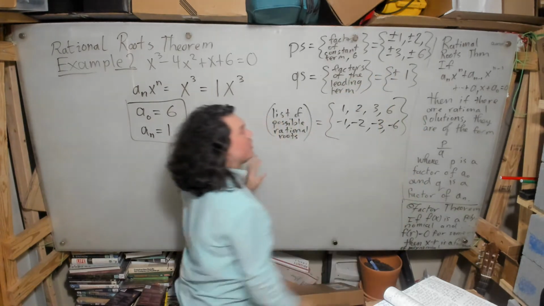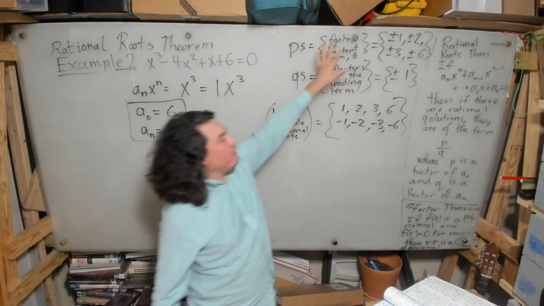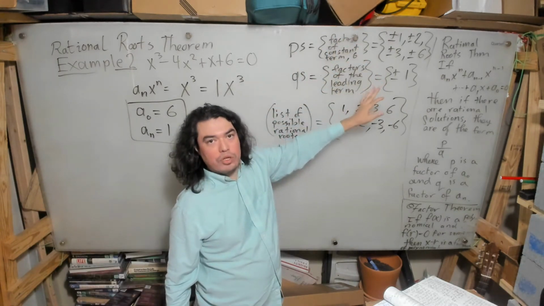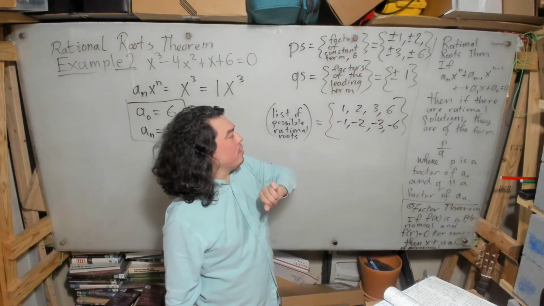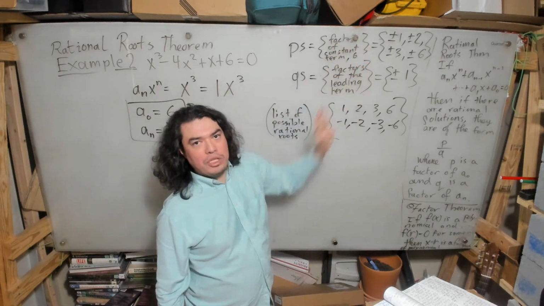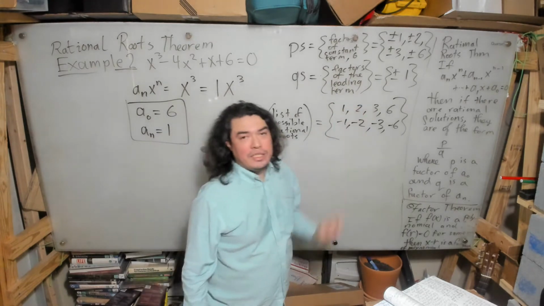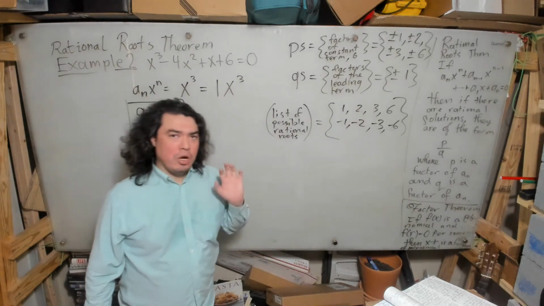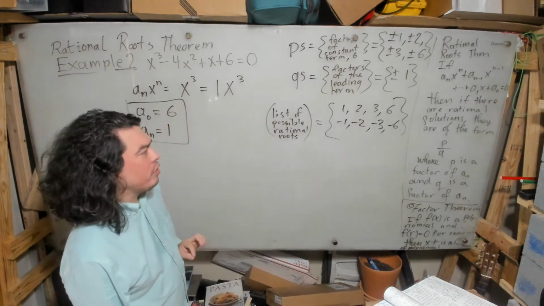And then if you continue with that process, you take all the negatives from the p's and you divide them by the negative one, you're going to get this set of values again. And so if you try out all the possibilities, you will end up with just this list of distinct possible rational roots from the rational roots theorem.